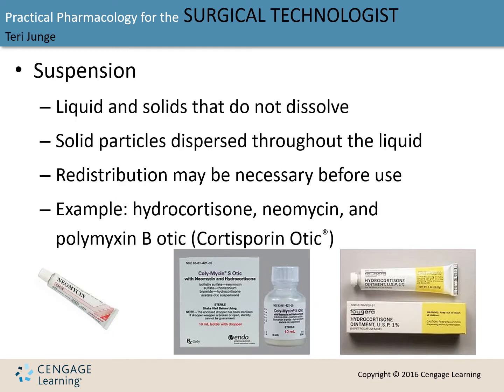Now, a suspension consists of a liquid and one or more solids that don't dissolve. This type of liquid is typically referred to as heterogeneous, and it has solid particles that are dispersed throughout the liquid. Again, it's going to also require redistribution before use. An example is a mixture of hydrocortisone, neomycin, and polymyxin to get Cortisporin.